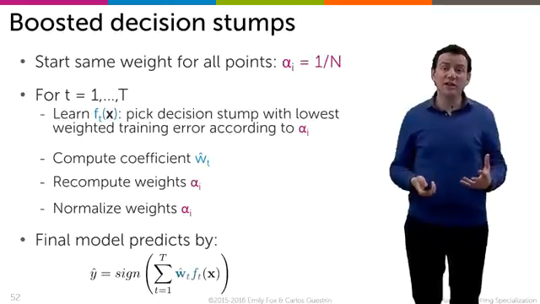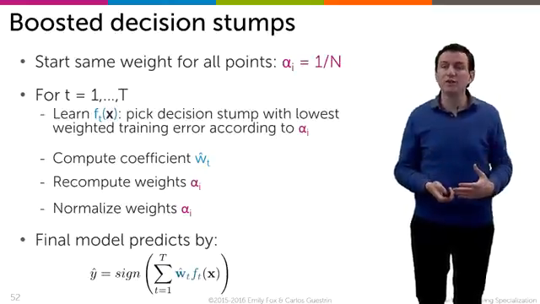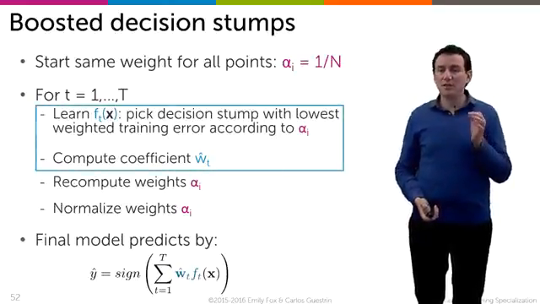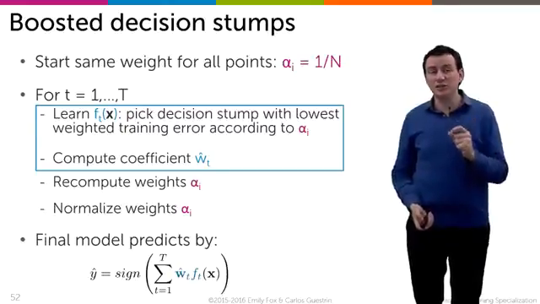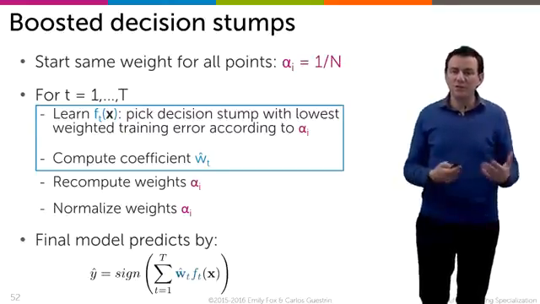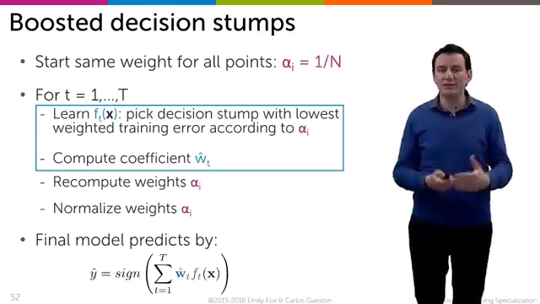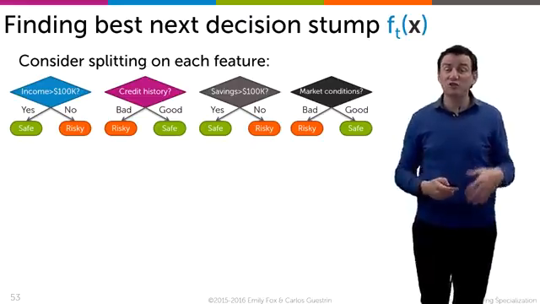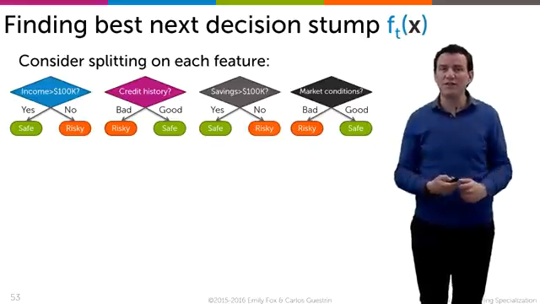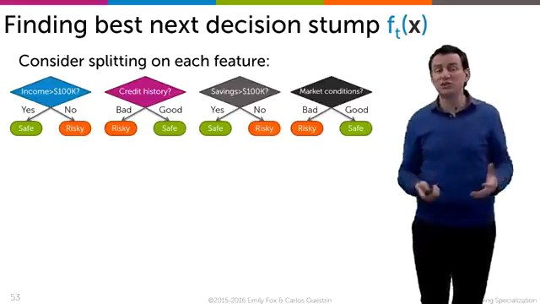So here I've outlined the AdaBoost algorithm that we discussed before in the previous slides. But just to be clear, we're going to talk about learning a decision stump for f_t and figuring out its coefficient, w hat t. Our first step is figuring out how to learn the next decision stump. That's going to be f_t. And this is just going to be like standard decision stump learning.